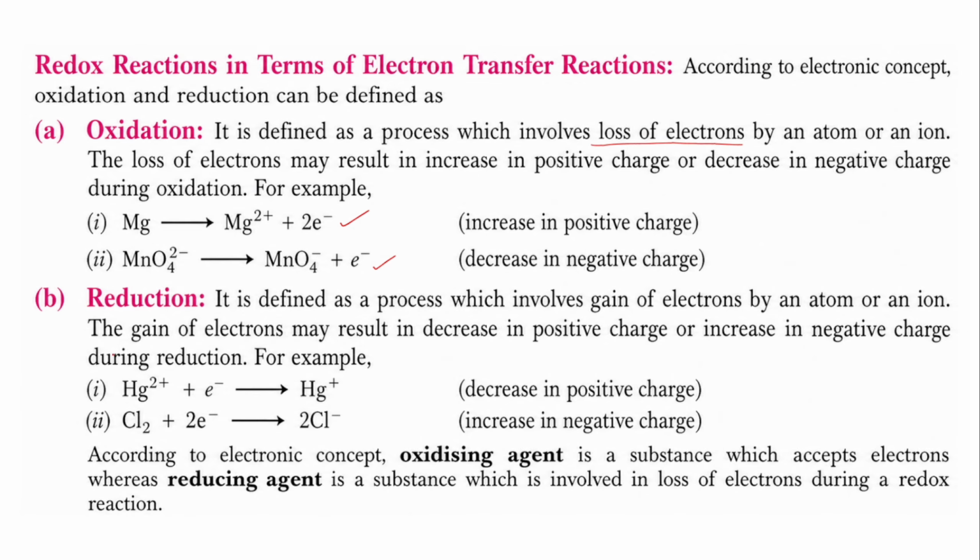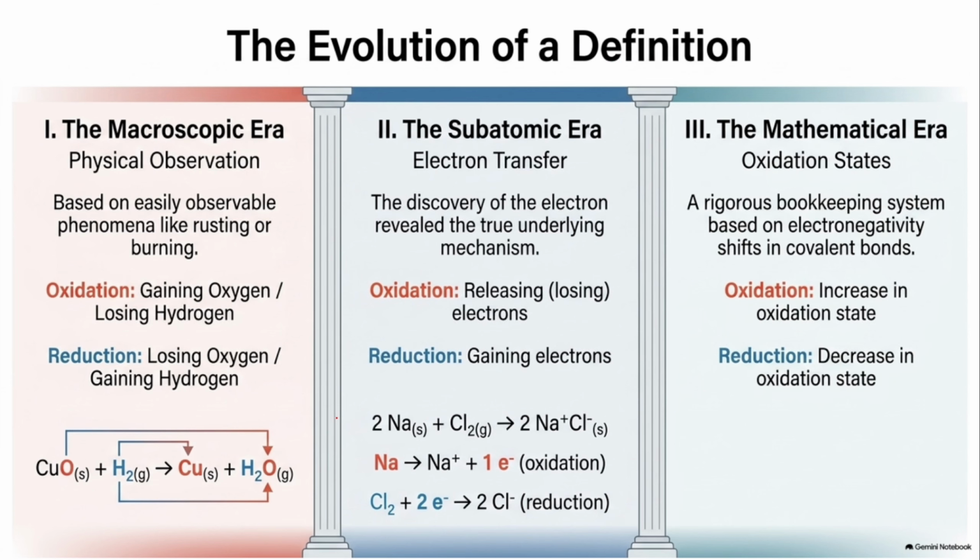Similarly, reduction involves the gain of electrons. If any substance is losing electrons, then there must be something which accepts the electrons. The part which accepts electrons is said to be undergoing reduction. Like we have Hg2+. When it accepts one electron, it becomes Hg+. So gain of electron is reduction and loss of electron is oxidation.